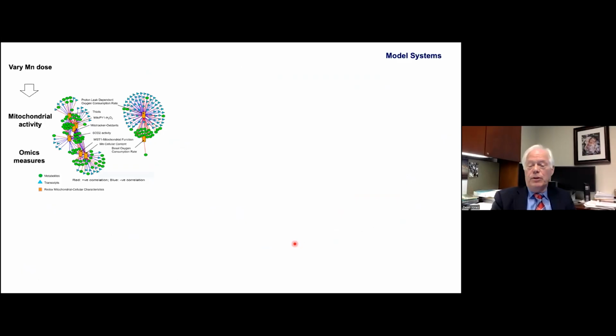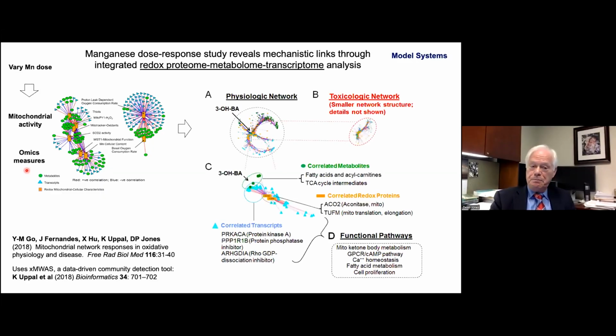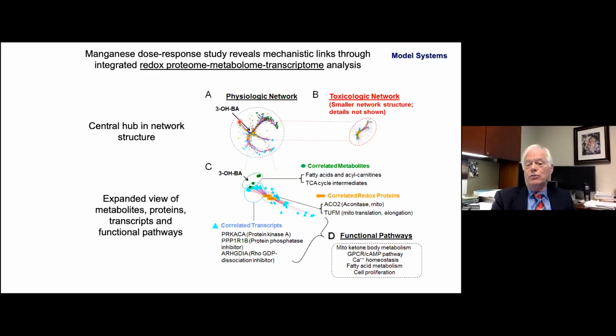And as an example, and there are many of these in the literature, so I don't need to, and I'm sure most are familiar with these. It's straightforward. In this experiment, we varied manganese dose in a cell culture study, measured mitochondrial activity, and then measured other omic measures. We did, in this case, redox proteomics, metabolomics, and transcriptomics. And then we can take that data in a network analysis and specifically look at the central hub of physiological response to manganese. And this is right here, I highlighted beta-hydroxybutyric acid, one of the very important intermediary metabolites.